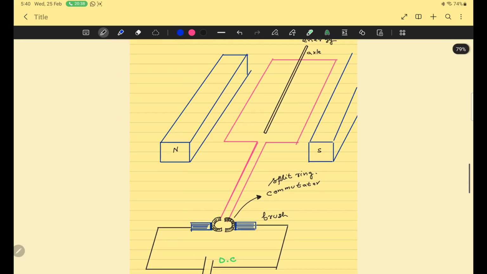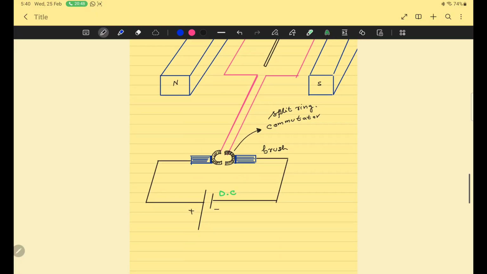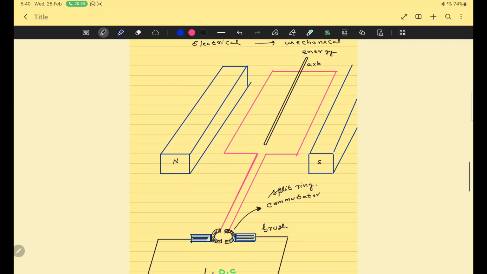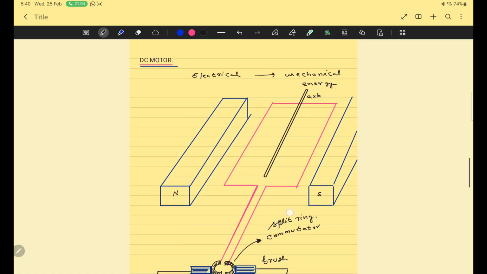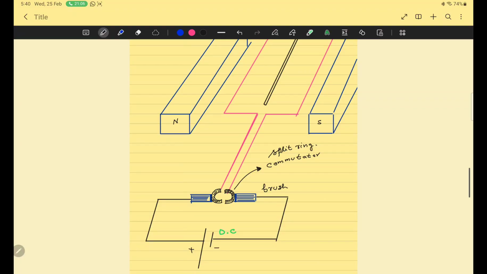Okay, so there are four essential parts of a DC motor. Number one, permanent magnet. Number two, coil. Number three, carbon brush. Number four, split ring commutator. And you do not need to draw because in your exam they do not ask you to draw. You will be given a diagram and you have to label their names. So we have discussed this, and now we are going to study its working.